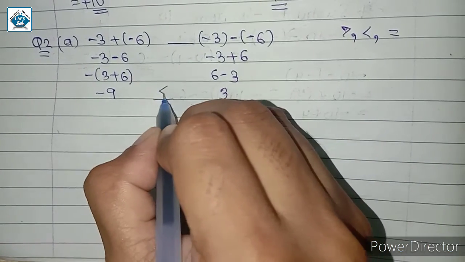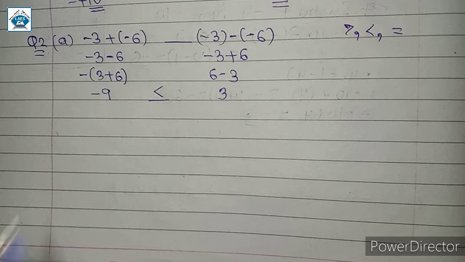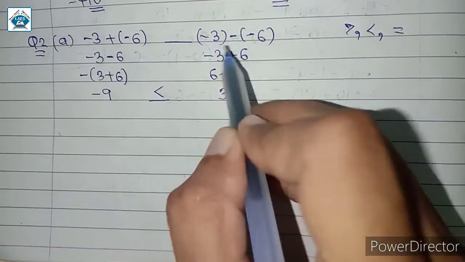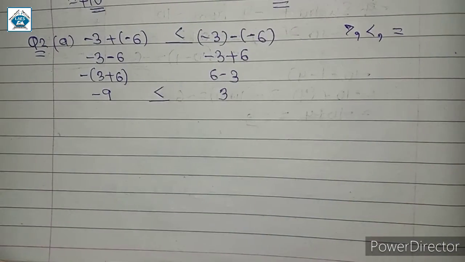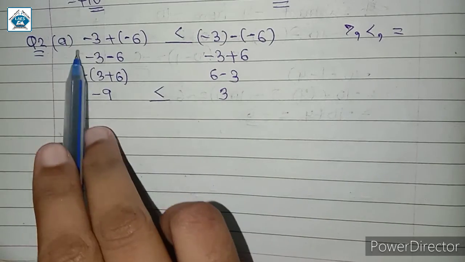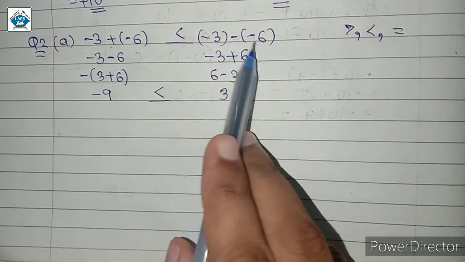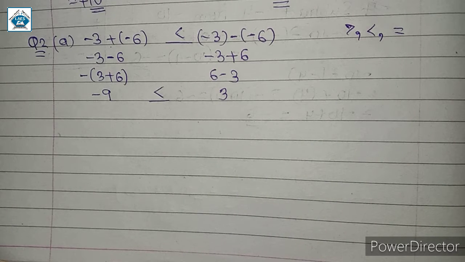अब इन दोनों के बीच में हम लोग ये वाला साइन लगाएंगे. Minus 9 is less than 3. We all know this. So the comparison between this and this is less than. यहाँ पे कौन सा सिंबल आएगा? Minus 3 plus minus 6 is less than minus 3 minus 6.